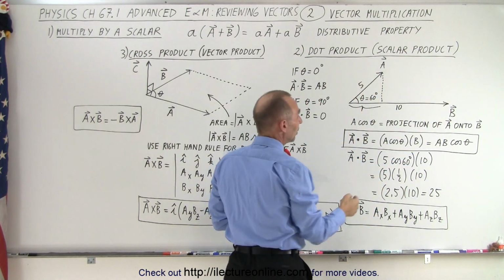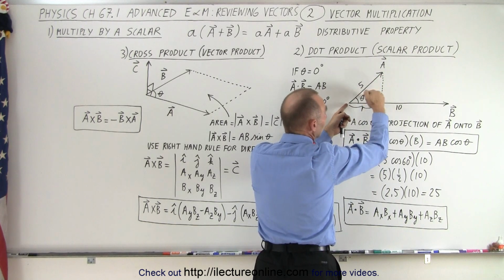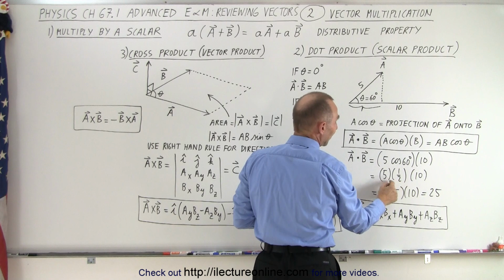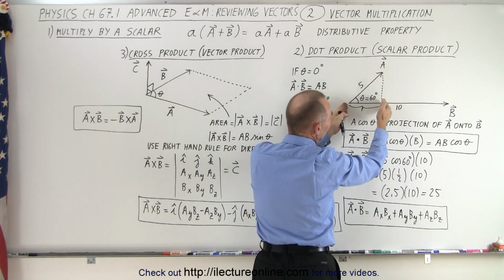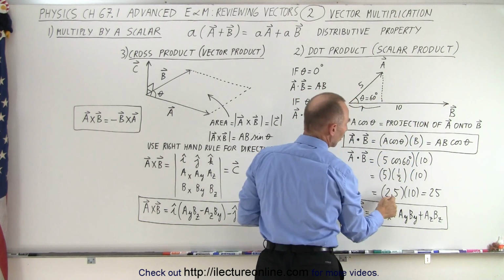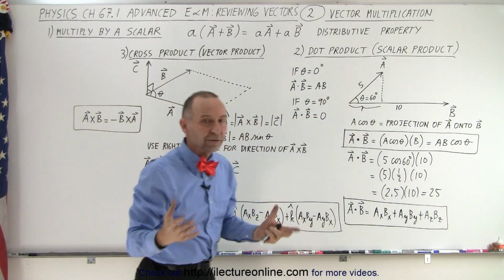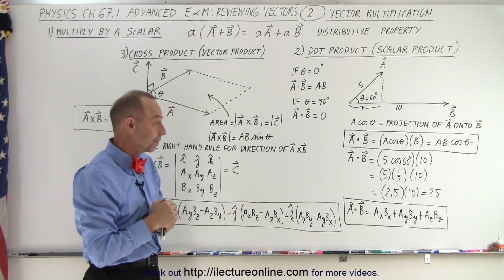And so, for example, if we take the length of A projected onto B, since we have an angle of 60 degrees, 5 times the cosine of 60 is the same as 5 times 1/2, or 2.5. So the length of A projected onto B is 2.5 in this case. We multiply that times the length of B, which is 10. 2.5 times 10 is 25. And that's then the scalar result of that dot product. And that's what physically a dot product represents.